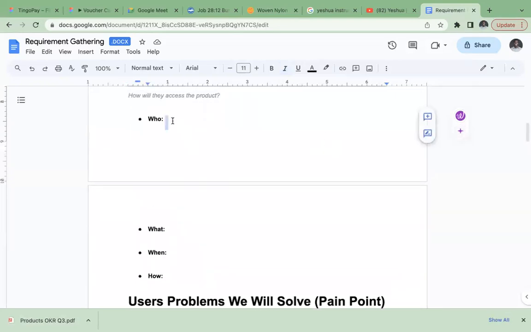So who, the users: age bracket, occupation, look for demography, right? So I just gave you those three.